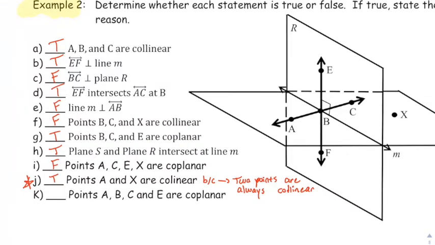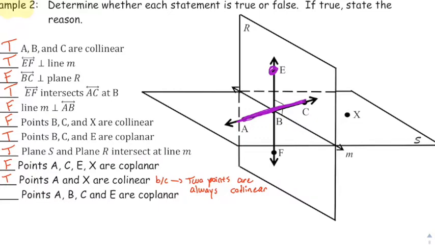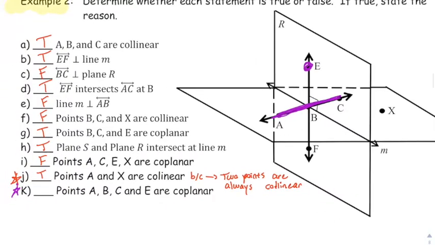K is another kind of weird one right here. So I think put another star next to this here. So we have A, B, and C, and then also E right here are coplanar. And this one actually, it looks like A, B, and C are all on plane S, and then E is on plane R. But there's actually an imaginary plane that you could draw through all three of those points there at the bottom and point C. So if you were to draw your own plane, you could say that those are coplanar right there.